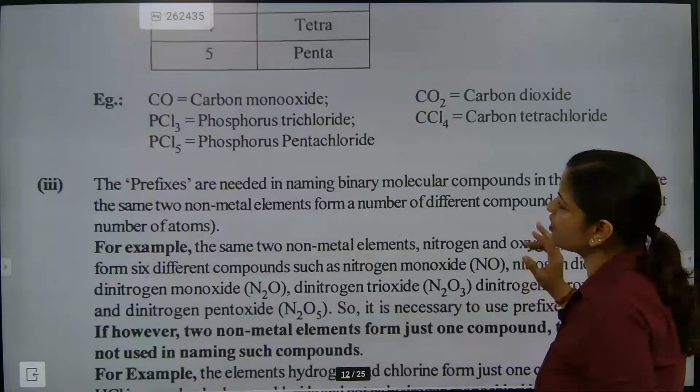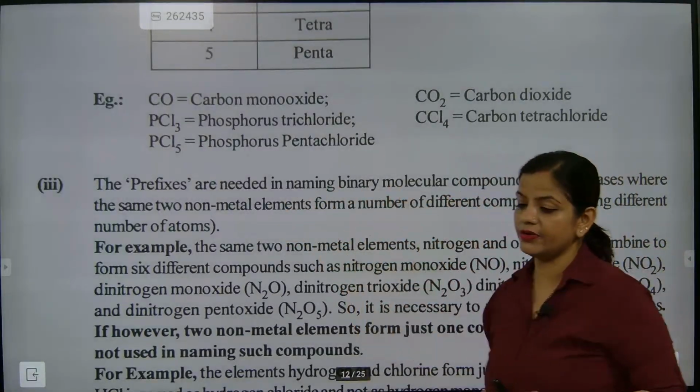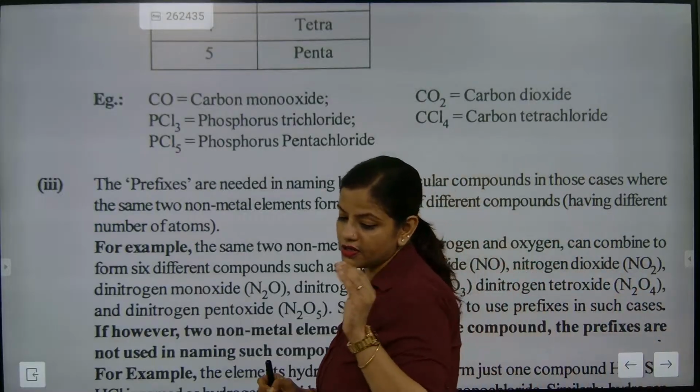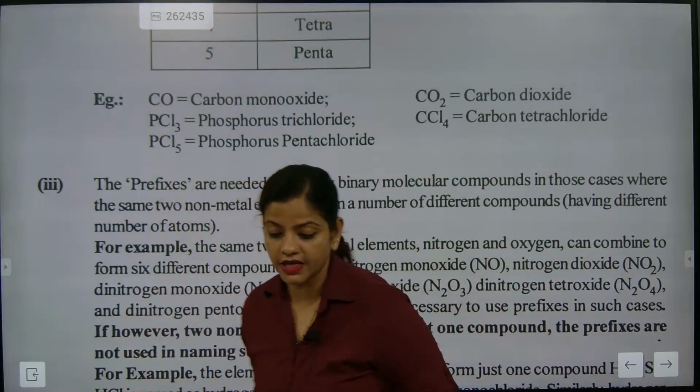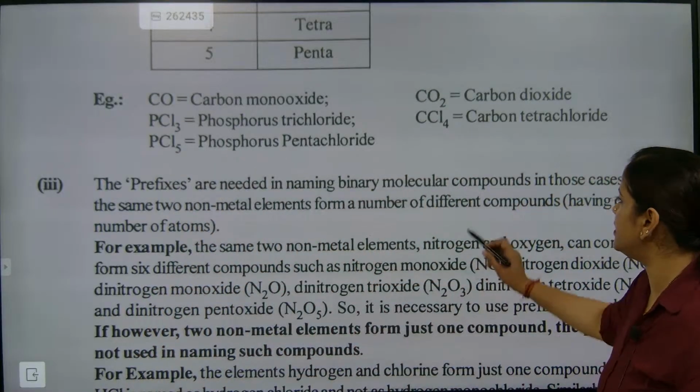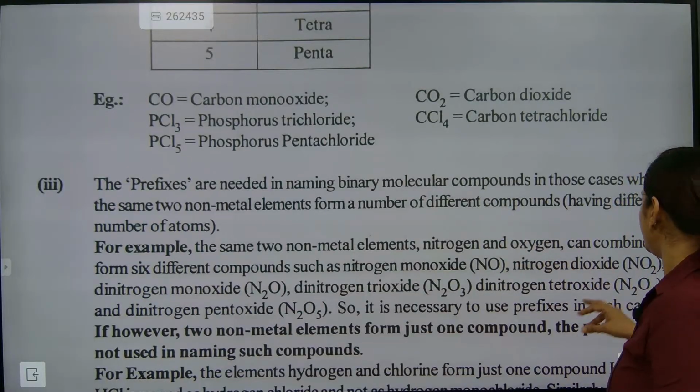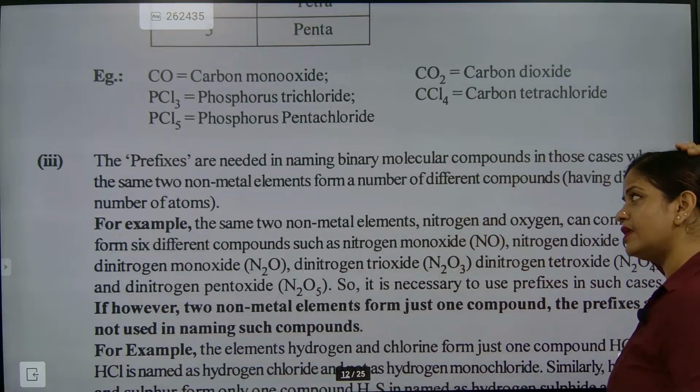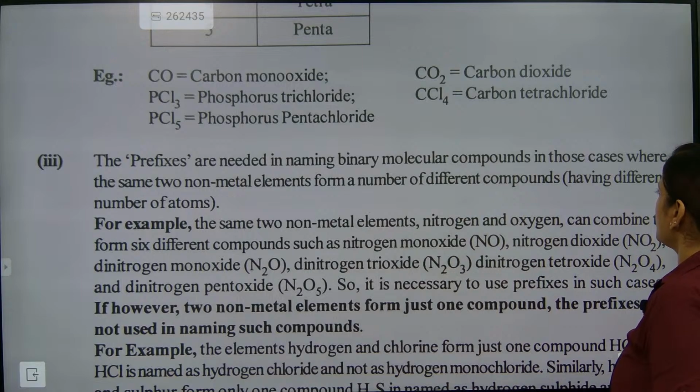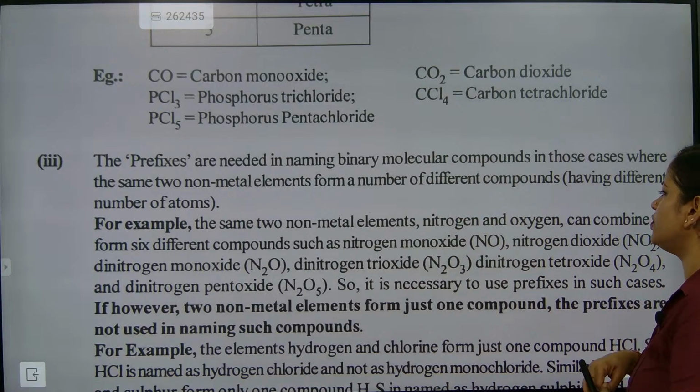Okay. Now, prefixes are needed in naming binary molecular compounds. This is the most important thing. Remember this one very nicely. Prefixes are needed in naming binary molecular compounds in those cases where the same two non-metal elements form a number of different compounds. Now how are we exactly going to say that?